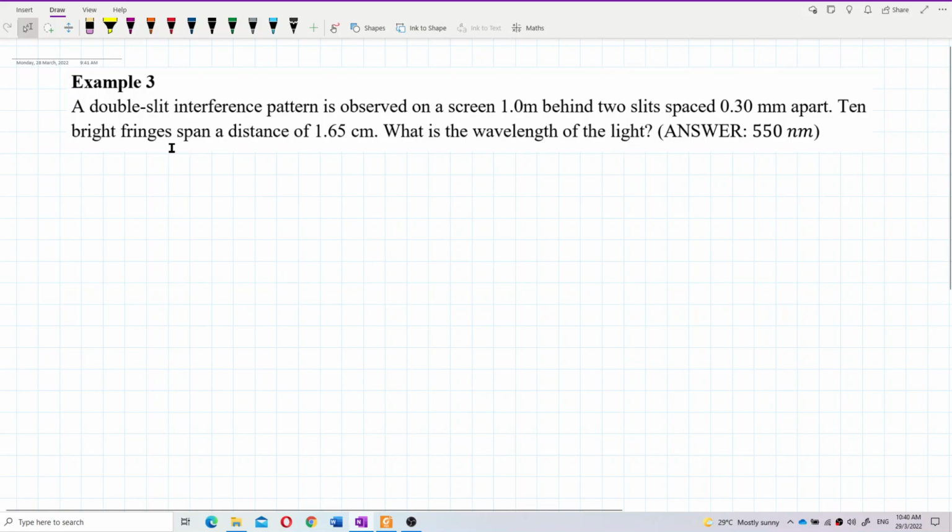Okay, first identify, is this about double slit? That means the two slits, or single slit, one slit, or many slits, diffraction grating, or thin film. So look for keywords. Here it says double slit interference pattern, and then two slits. So this is about the double slit formula. You must remember the double slit formula.